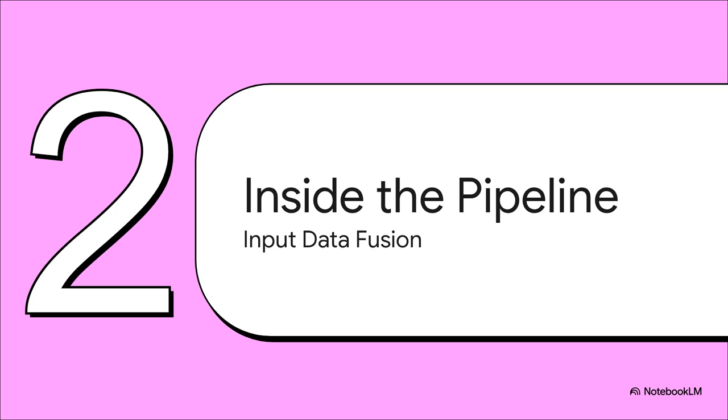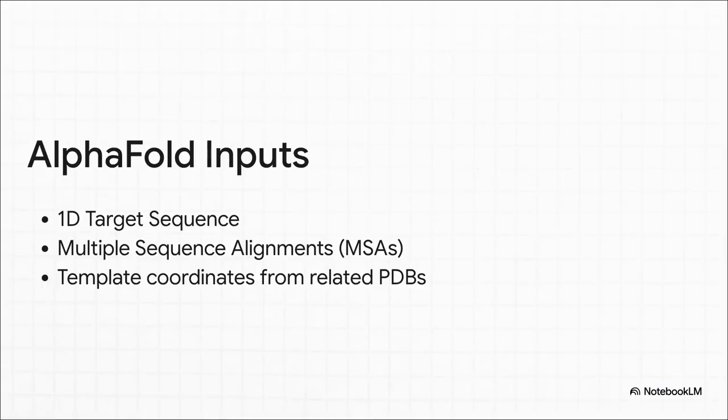Moving right along to Section 2, inside the AlphaFold pipeline, focusing on input data fusion. Before the magic really happens, AlphaFold executes this ingenious step called data fusion. It doesn't just look at the 1D target sequence in a vacuum. It fuses that sequence with its rich evolutionary history. It pulls in multiple sequence alignments, or MSAs, from homologous sequences. Because think about it, if two parts of a protein mutate together over millions of years of evolution, it's a huge hint that they sit right next to each other in 3D space. Plus, if there are template coordinates from related, known structures already hanging out in the protein databank, it throws those in too to help constrain the fold.